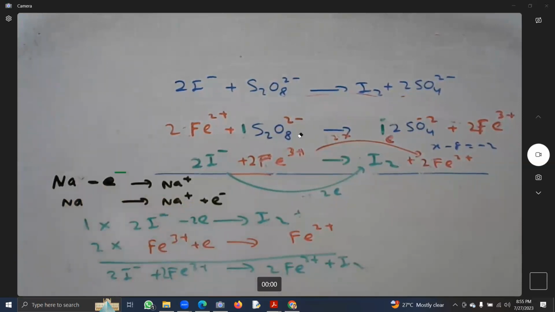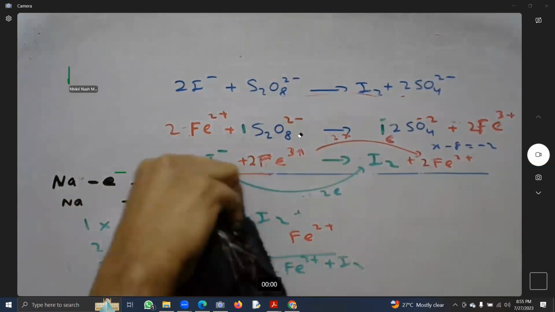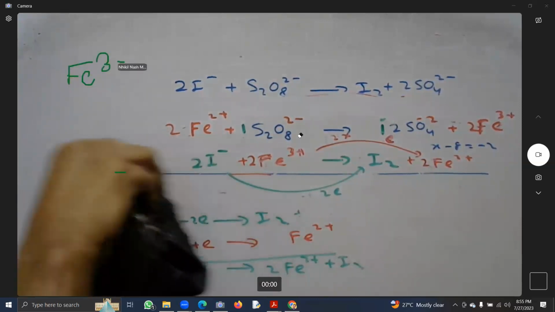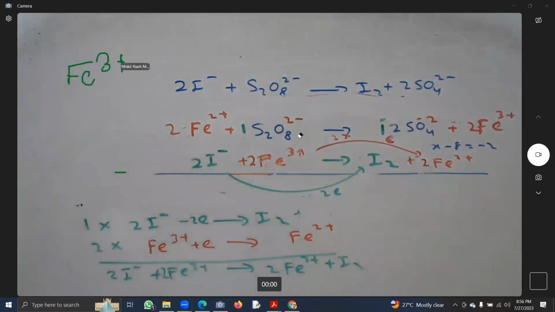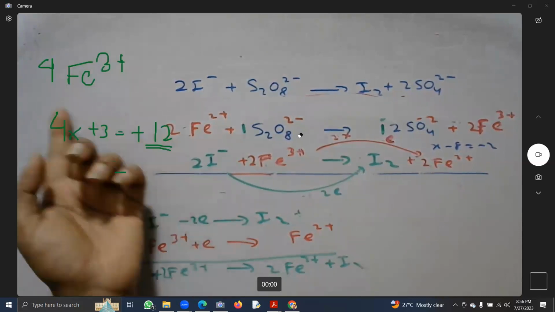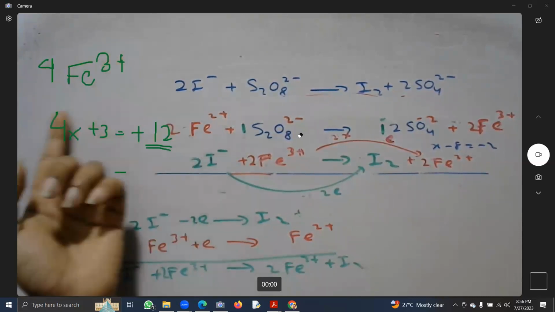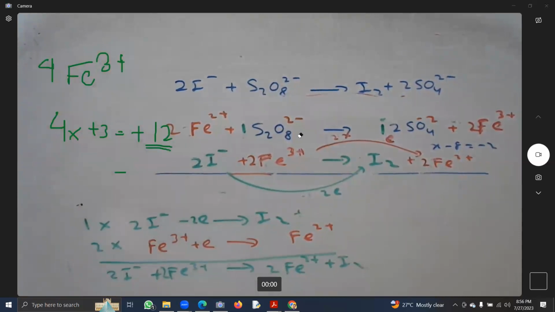Got it, sir. Sir, I have a small issue. In individual species, like if we take Fe3+ with a coefficient of 4, then it would be 4 into plus 3, with the overall charge of plus 12, is it? Correct, that's correct. It's not for the whole thing. So individually it's plus 3 into 4 sets and forms plus 12. Yes, so this part will have an overall charge of plus 12. That's correct. Plus 3, 4 of them are there.